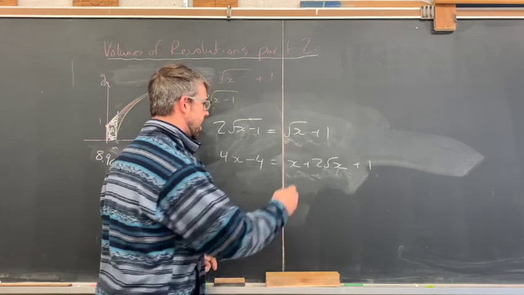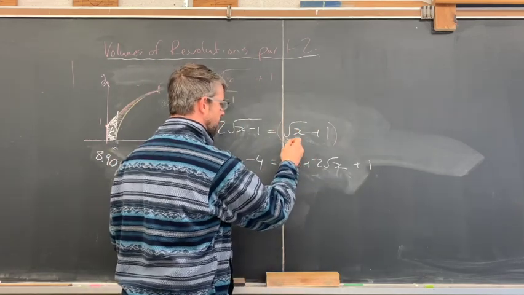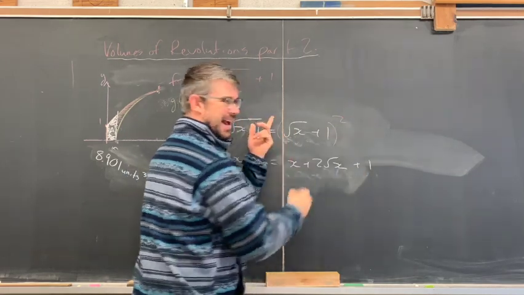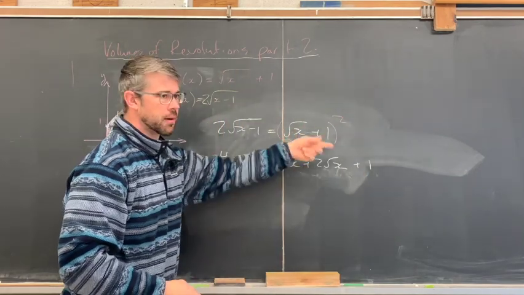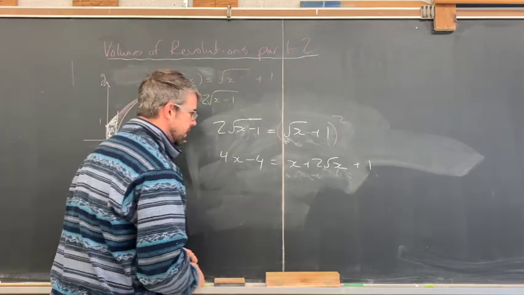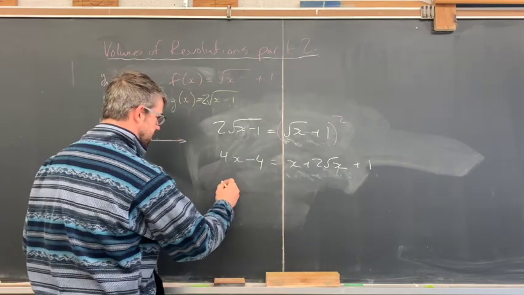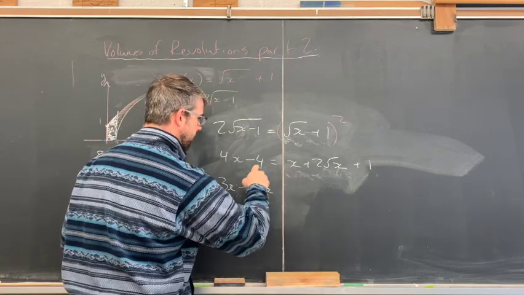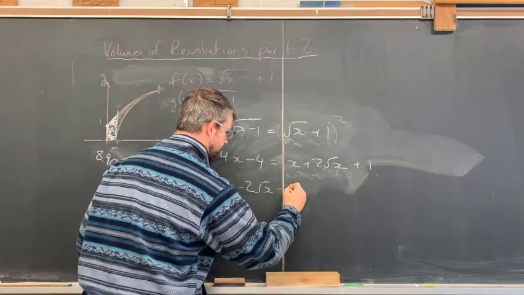And I do have to be careful here because I squared both sides. The common mistake would be to just write that it's x plus 1. But remember, when you square this, it acts like a trinomial, so we are going to have double the inner product of those two terms. Now I'll bring everything over to one side, so I'm going to have 3x minus 2 root x. I have minus 4 and plus 1, so I'm going to have minus 5 is equal to 0.